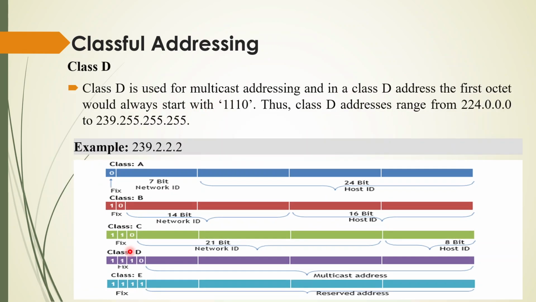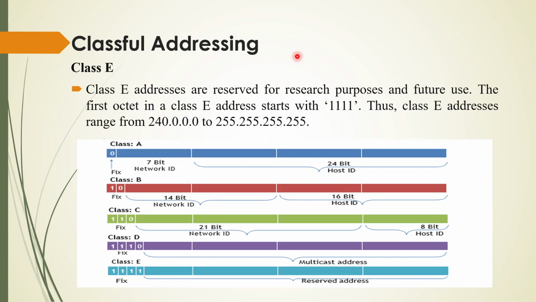For class D we have 1110 as the prefix, and this portion is the multicast address. The class D range is from 224 to 239. And class E is the reserved address. For that we have 1111 as the starting prefix, and class E addresses range from 240 to 255. So this is classful addressing.